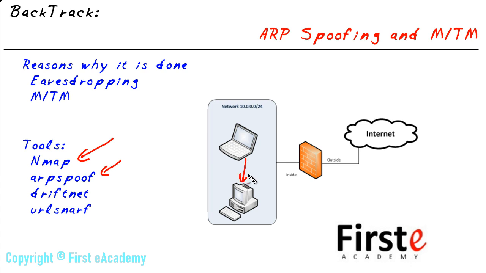We're going to use it once against this target and once against this target, to lie and tell both of them that the corresponding IP address of the other device is really the BackTrack layer 2 address, and they'll believe it. And then we're going to use DriftNet, which is fantastic, and URL snarf. DriftNet, oh my gosh, it's going to open up a separate window, and any traffic that we eavesdrop upon is going to be automatically placed in that window, any graphics.